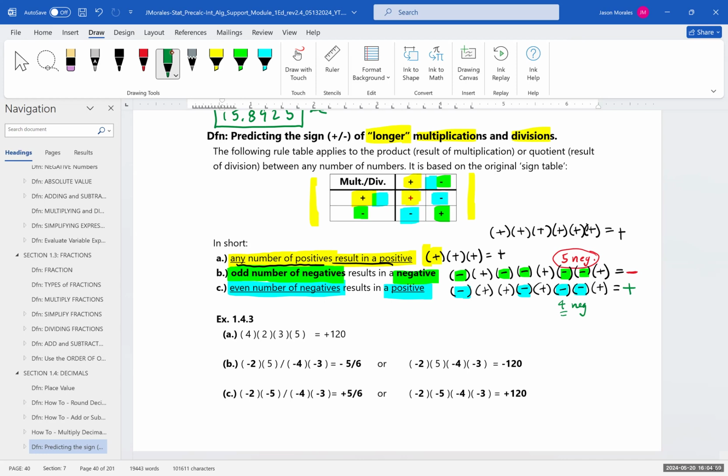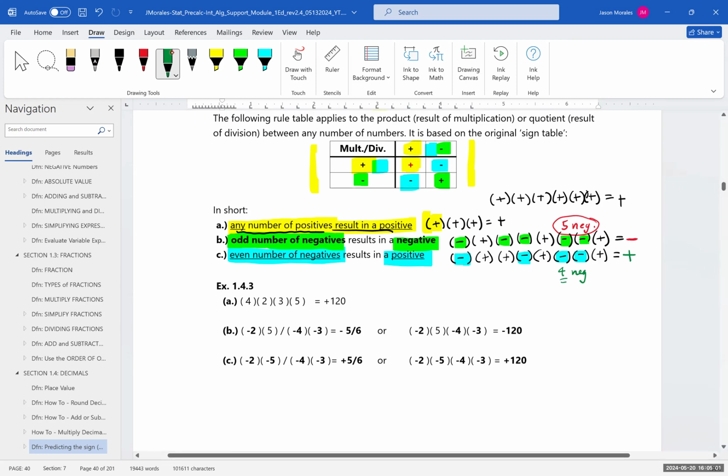All right, so down below, I have some examples. So part A, this is an example of part A above, where we're multiplying 4 numbers. Each of these are positive, and the product of only positive numbers or the division of only positive numbers will give you a positive result.